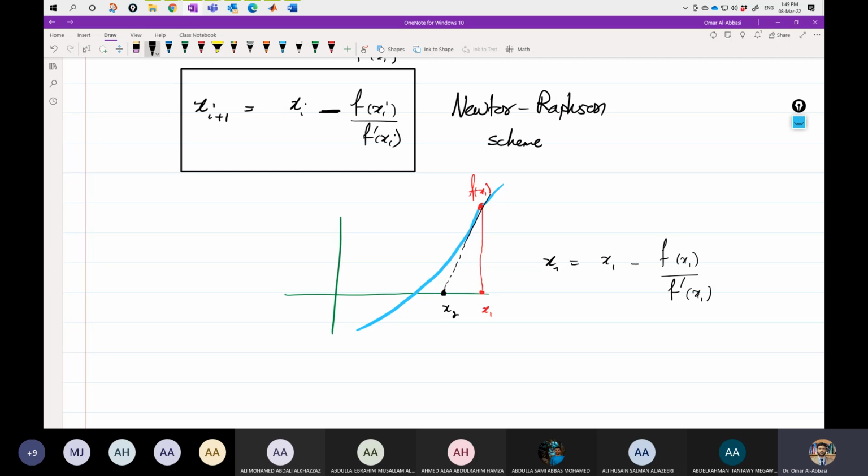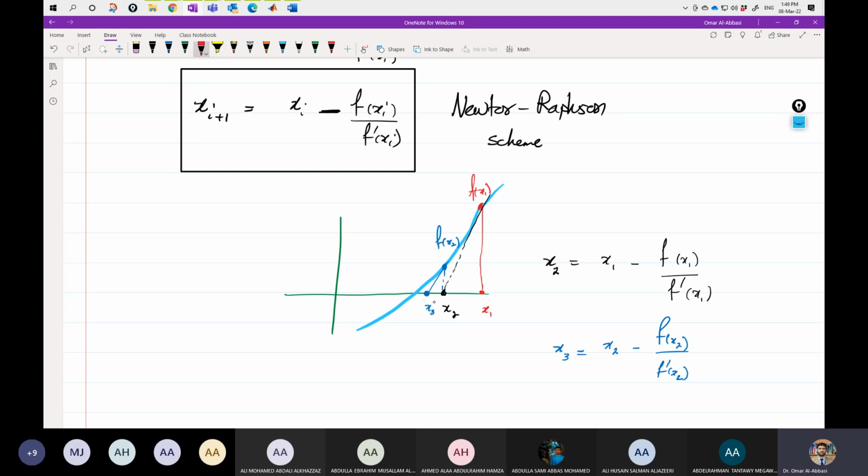So that is x2. Now I am at x2. What shall I do in order to find the solution? I will do another iteration. That iteration is x2 minus f at x2, taking the slope and evaluating the function at x2, divided by f prime at x2. We evaluate that term. What does it give us? x3. Okay, do we have the solution?